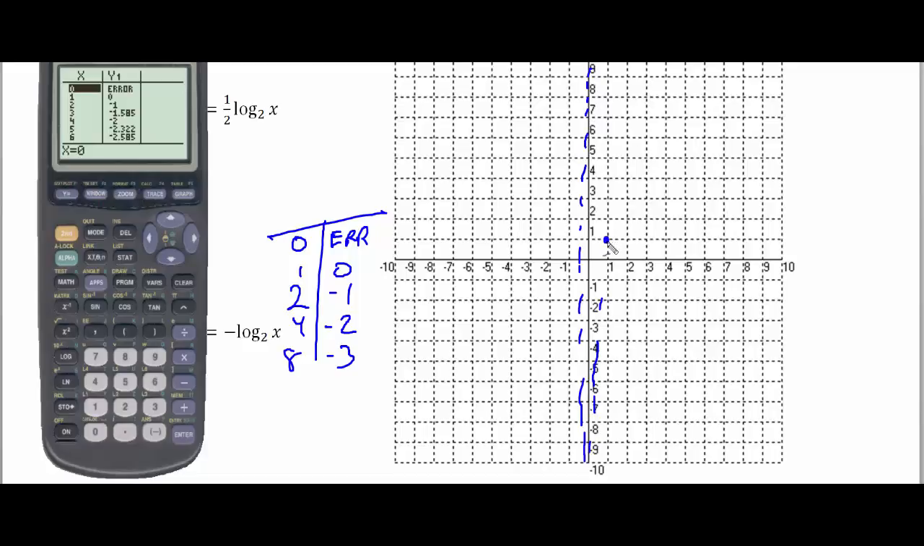Alright, 1 is 0, 2 is negative 1. Oh shoot, I put my 1 at 1. I'm sorry. So forget about that dot. Okay, 1 is 0. All right. Ignore me. So 1 is 0, 2 is negative 1, 4 is at negative 2, and 8 is at negative 3.